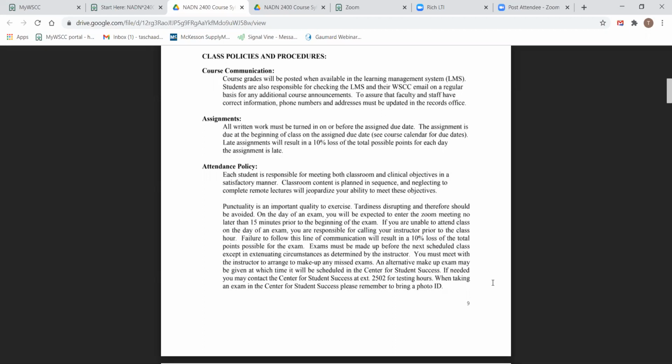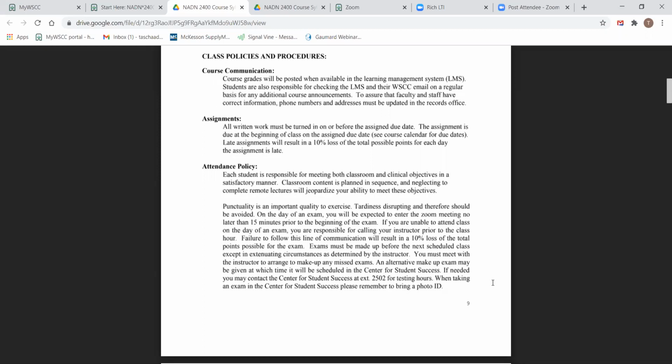So the attendance policy. Each student is responsible for meeting both classroom and clinical objectives in a satisfactory manner. Classroom content is planned in sequence, and neglecting to complete remote lectures will jeopardize your ability to meet these objectives. Punctuality is important. Tardiness disrupts everyone else.